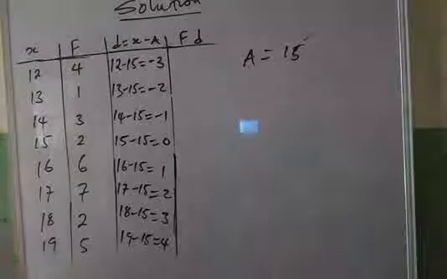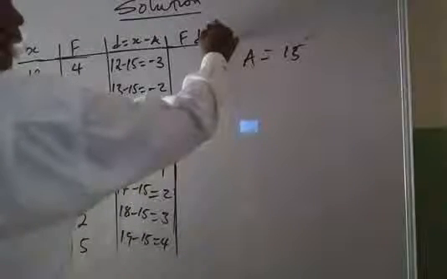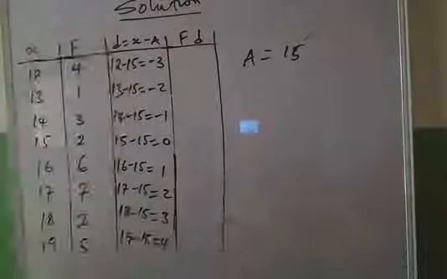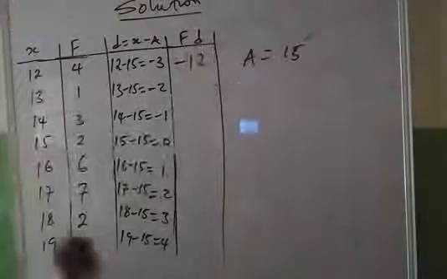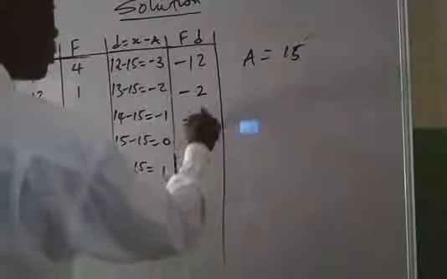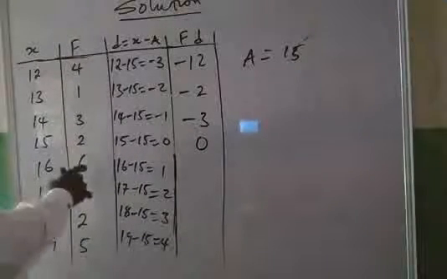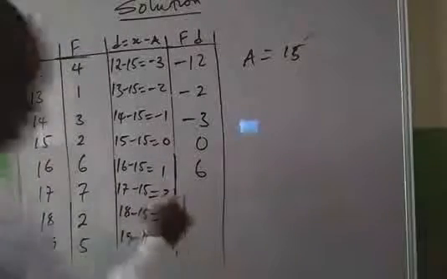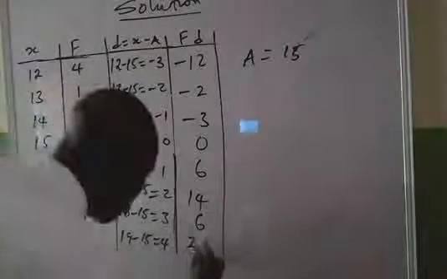So that is how to get your deviation. Your deviation generally is x minus x bar. But our x bar in this case is what the assume mean. Then to get your FD, frequency times deviation, 4 times minus 3 is minus 12. 1 times minus 2 is minus 2. 3 times minus 1 is minus 3. 2 times 0 is 0. Then you have 6 times 1 is 6. 7 times 2 is 14. 2 times 3 is 6. And 5 times 4 is 20.